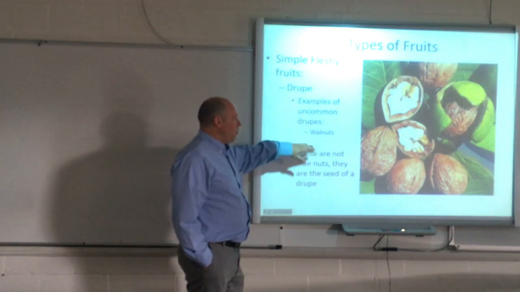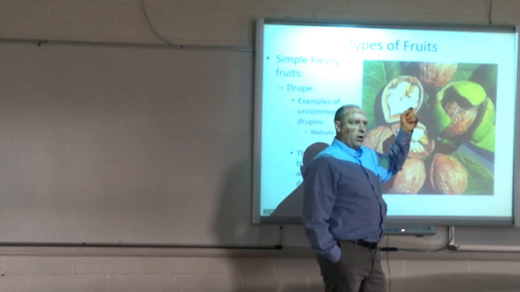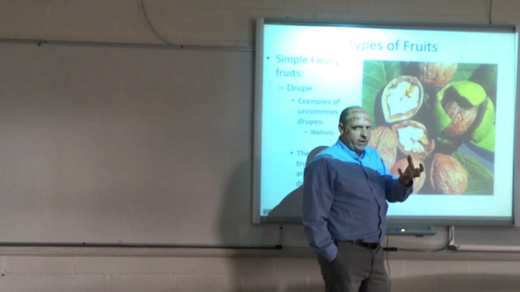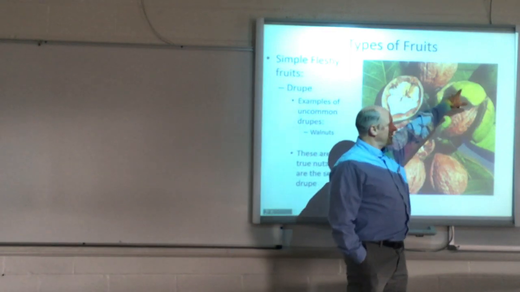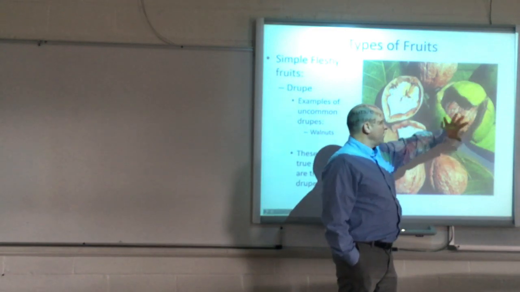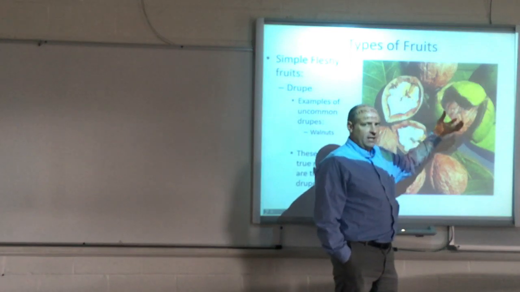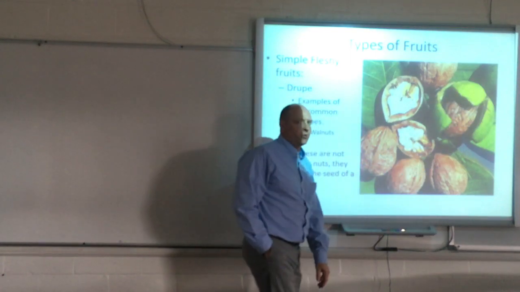An example, though, is a walnut. Look here. If you've ever seen a walnut that's off a tree, they have this skin over them, which is their exocarp and their mesocarp. They then have the stony endocarp, which you've got to break open, and then you get into the seed, which is the walnut itself, which we eat.